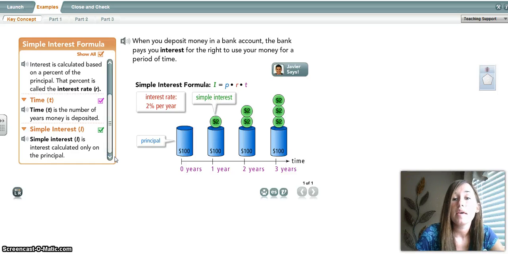So as we keep our money in the bank over the course of several years, we get 2% of our money added on every year. So 2% of 100 is $2. So after 1 year, we would get $2. After 2 years, we would get $2 more. After 3 years, we would get $2 more. And that would continue. Simple interest is always only based on the principal amount. So you will continue to get $2 because you started with 100.